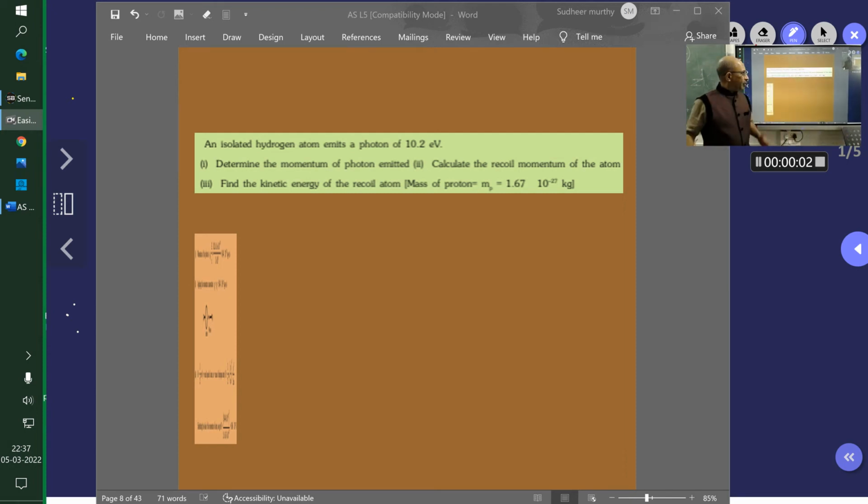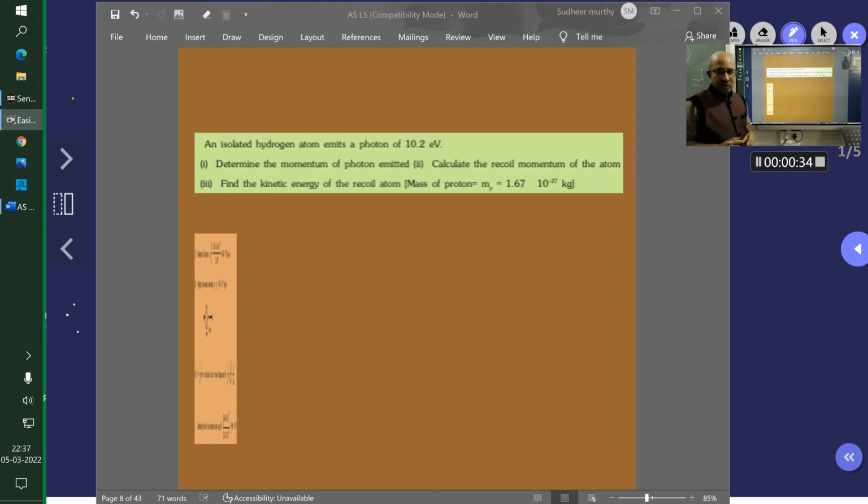Okay, so here we will solve some interesting numericals. The first one is here. An isolated hydrogen atom emits a photon of 10.2 electron volts. We need to determine the momentum of the photon, calculate the recoil momentum of the atom, and find the kinetic energy of the recoil. The mass of the proton is given.